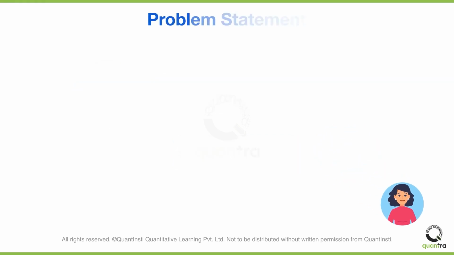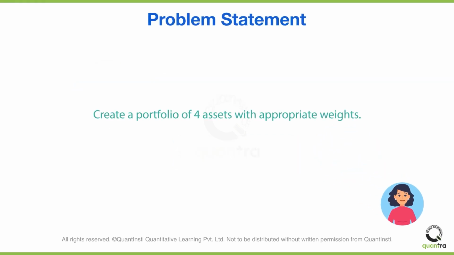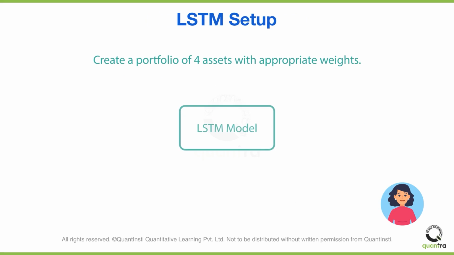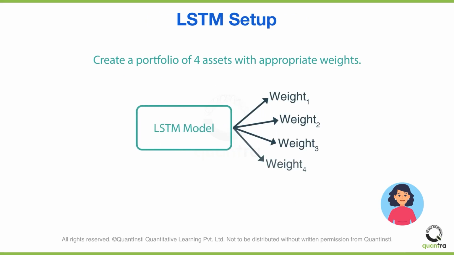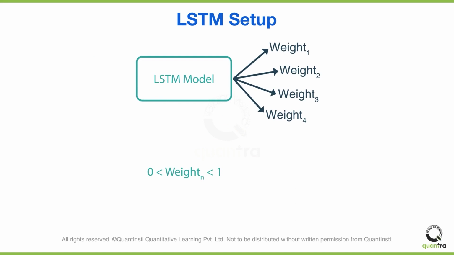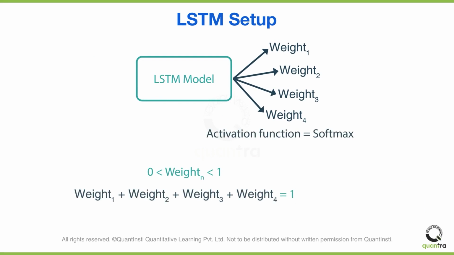Consider this problem statement of creating a portfolio of 4 assets with appropriate weights for each of the assets. Let's see how we can set up an LSTM network for this problem. Since we want to calculate weights for 4 assets, the size of the output layer would be 4. Since the value of weights would be between 0 and 1 with the sum of all weights as 1, we will use the softmax activation function for the output layer.